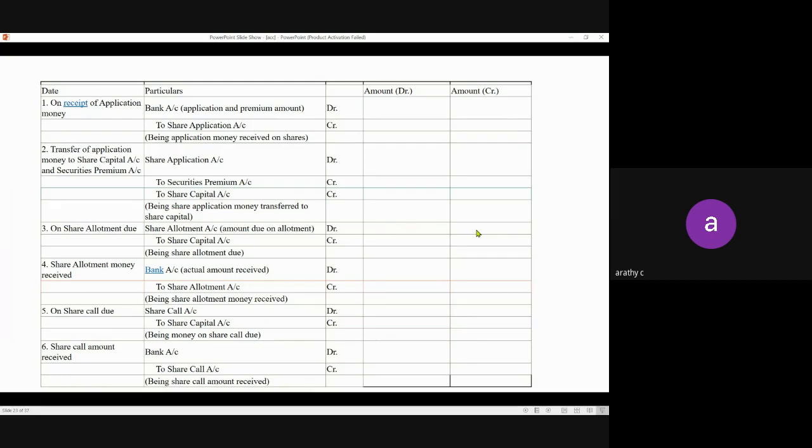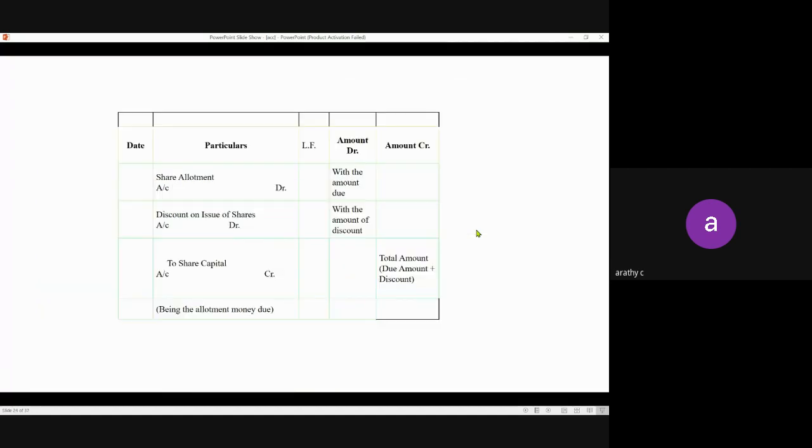The difference is, in the case of the first entry, that the premium amount should be added. And in the second entry, the securities premium account is also credited. So this is the difference between issued at par and premium. And the last is issued at discount. So here all other journal entries are the same as earlier.